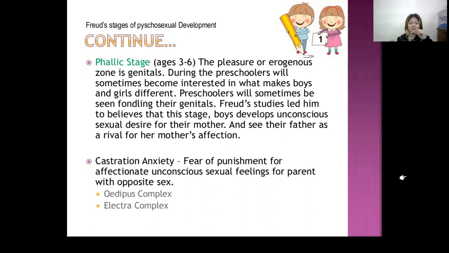Okay, Freud's studies led him to believe that in this stage, the boys develop unconscious sexual desire for their mother and see their father as a rival for mother's affection. So it's also worthy to note that in the phallic stage, aside from the fact that they're so fond of their genitals, we have these two complexes that are developed in phallic stage. We have Oedipus complex and Electra complex. Oedipus and Electra are both characters from Greek mythology. And if you take Greek mythology next term, I guess, you will know about the stories of Oedipus and Electra. But I'm just going to give you a gist of what the story is about.